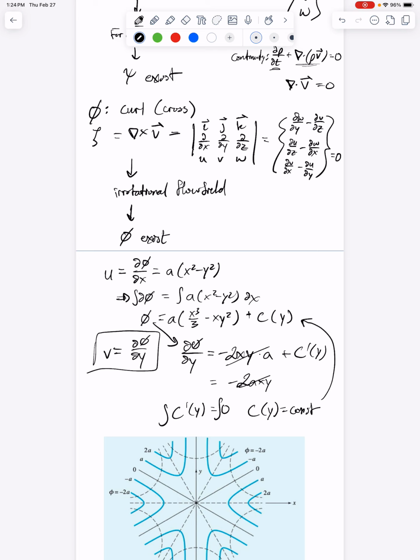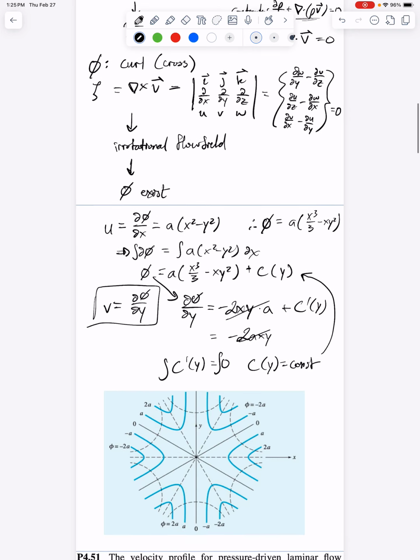Because φ is a similar concept to the streamlines, φ is going to essentially already be a constant when I plug in arbitrary values for it. We just move this constant to the left-hand side and combine both to be called φ. So final answer, φ is equal to a times x to the power of 3 over 3 minus xy squared. Any questions on the math part of it?